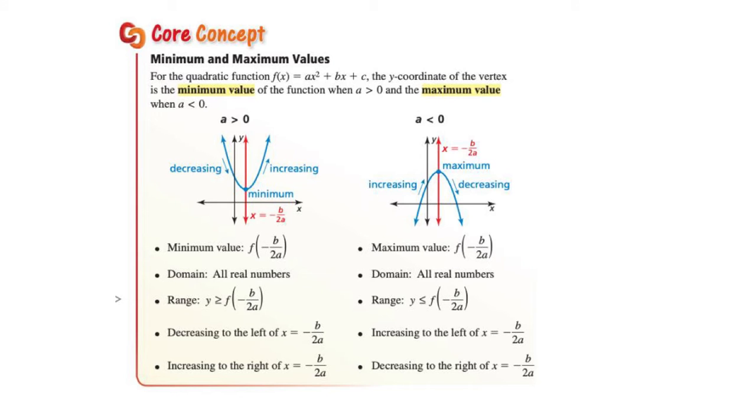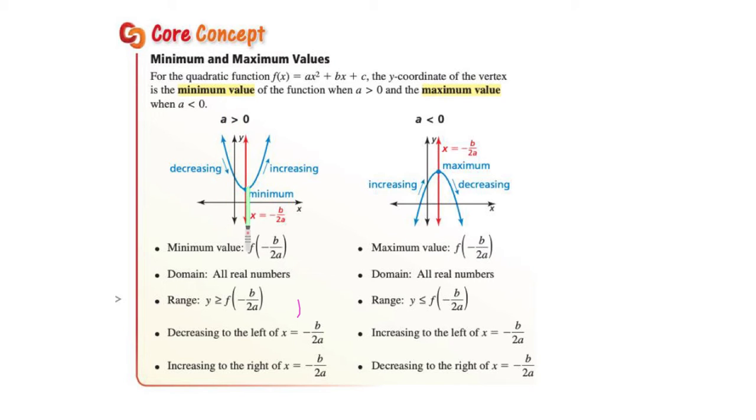Okay, so in this video, we're going to continue studying the quadratic function. In this case, we're going to study what are the maximum and minimum values of a function. As you can see, this parabola is the graph of a quadratic function. If the parabola opens up, that means that a is greater than 0.